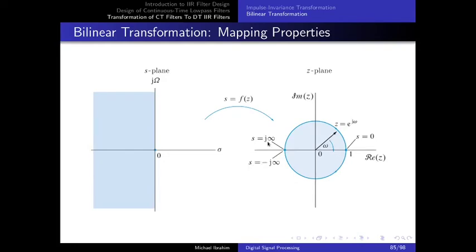If s is equal to infinity, we will be having capital omega equal to pi, and if s is equal to minus infinity, we will be having omega small equal to minus pi.